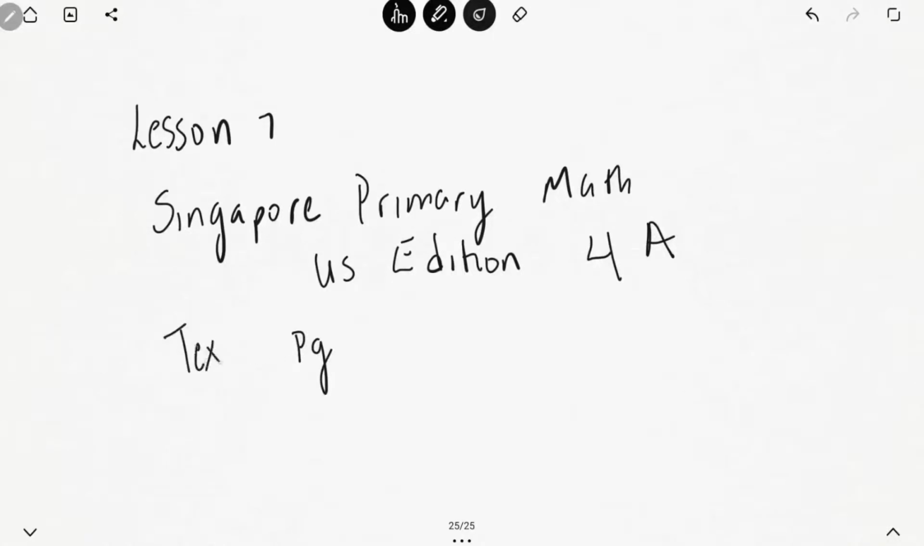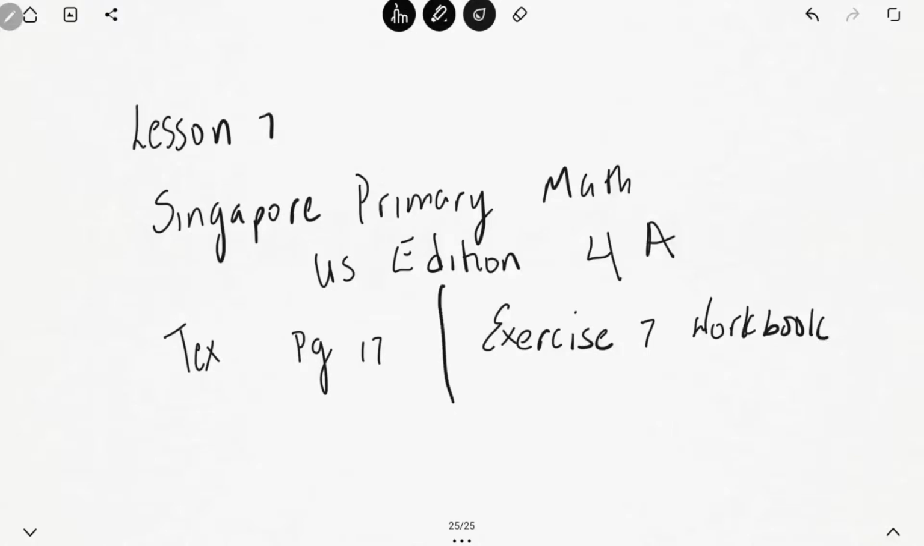Today we're going to do the textbook. Let me make sure I have the right page here. We are doing page 17 in the textbook, and then after we're finished with that, we're going to do exercise 7 in the workbook. Okay, so it's textbook page 17, workbook exercise 7.